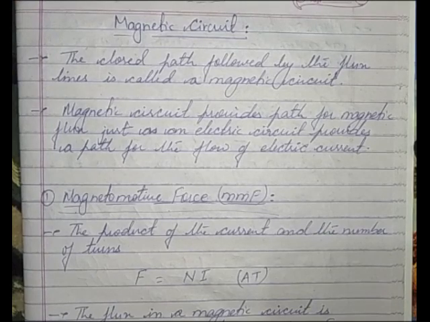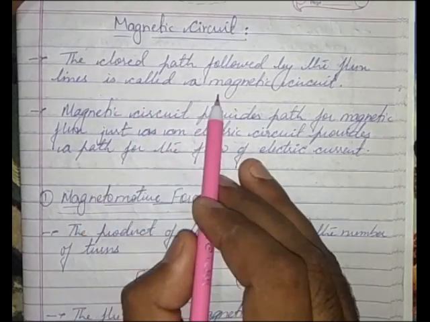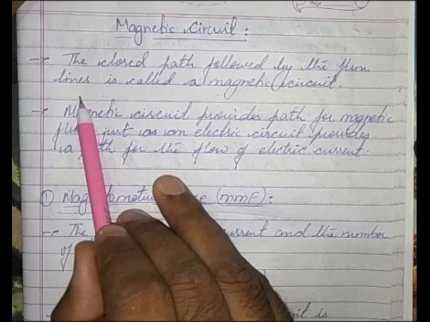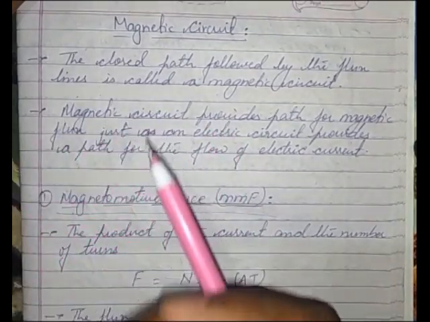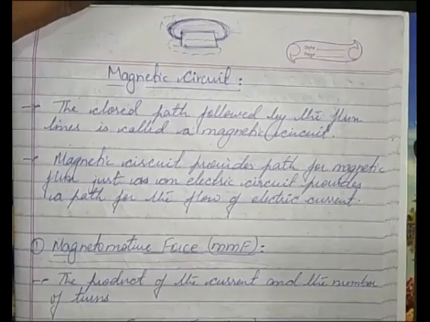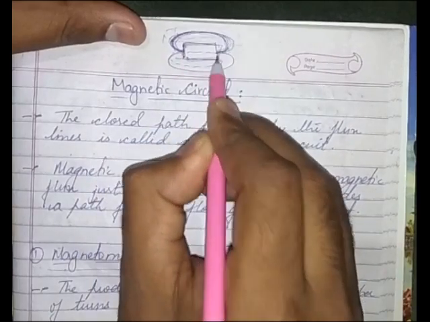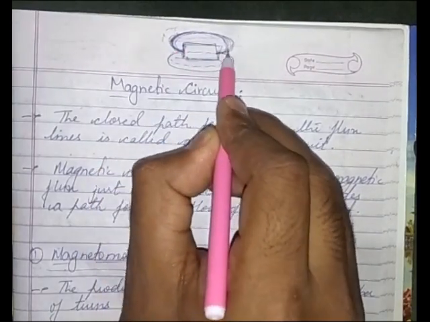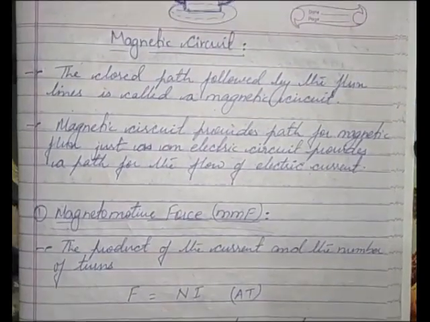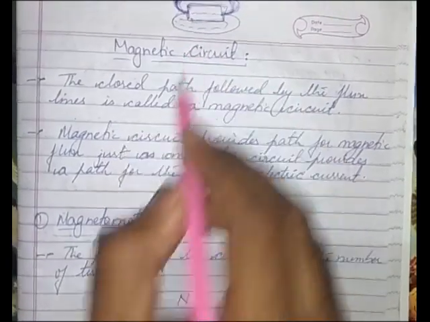In today's lecture, we are going to discuss magnetic circuit. A magnetic circuit is a closed path followed by the flux lines. Around a magnet we have a magnetic field, which consists of magnetic lines of force. The whole path through which the flux is flowing is called a magnetic circuit. It consists of air and it may consist of some other materials also.